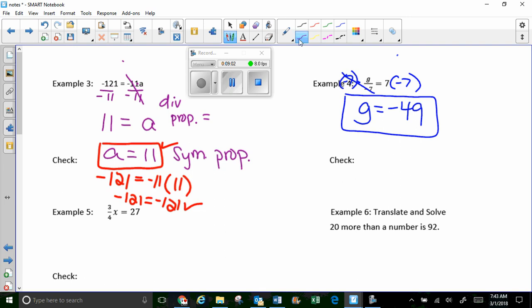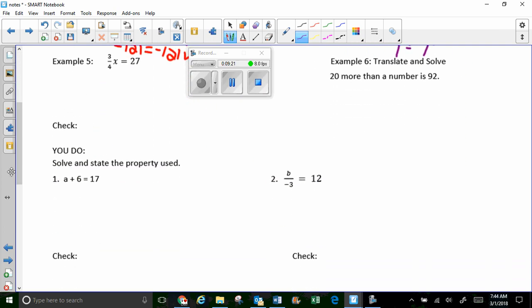Let's go ahead and check by plugging back into the original problem. So instead of g, I'm putting negative 49. And negative 49 over negative 7 is going to give me 7, which is exactly what I wanted. So we got the correct answer. Moving right along to example 5.